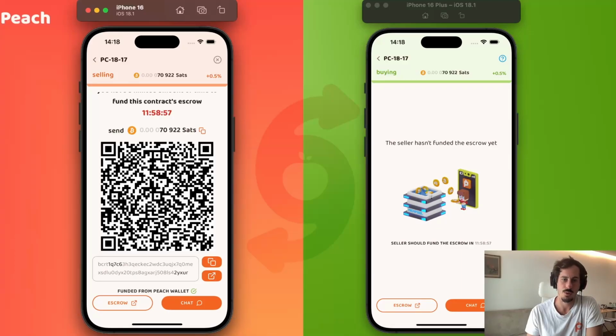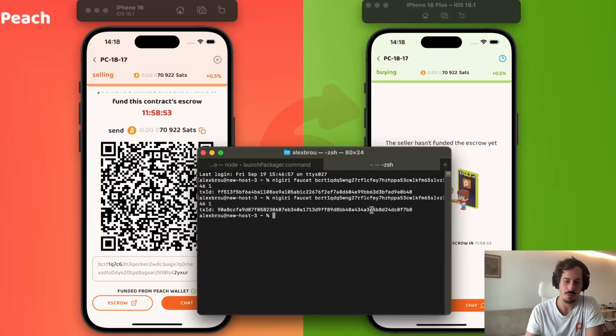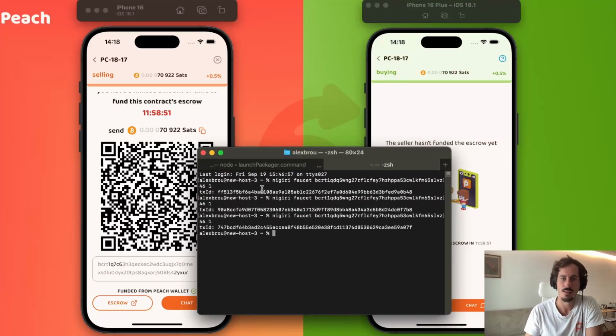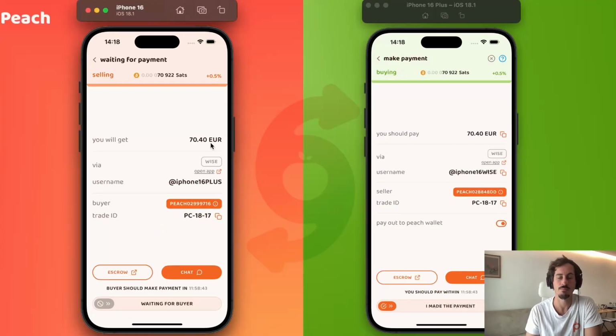and now we also always need to mine a block. So let's just mine a block. Bitcoin transaction is pending, so it's like on the mempool right now. Okay, perfect. So the Bitcoin is in the escrow. So it's time for the buyer to make the payment.